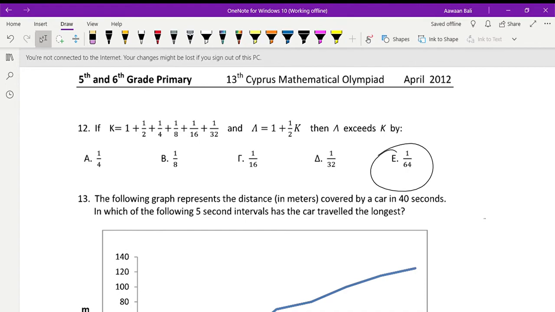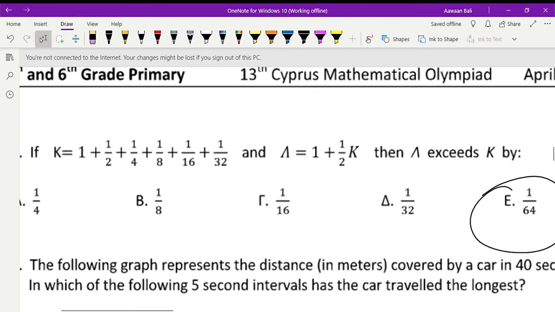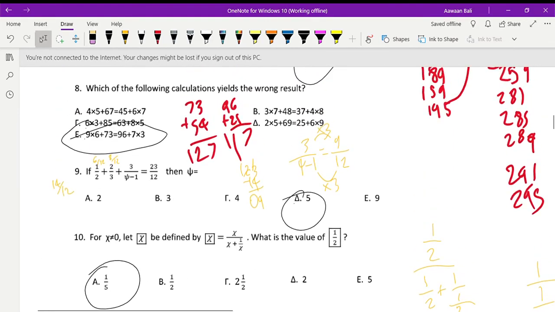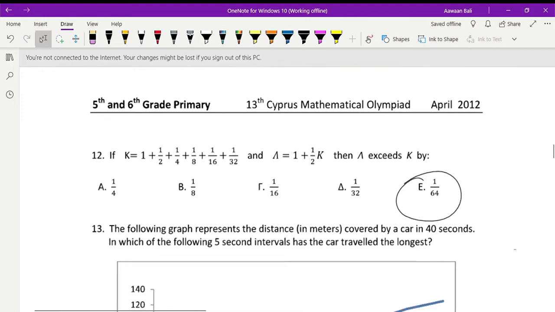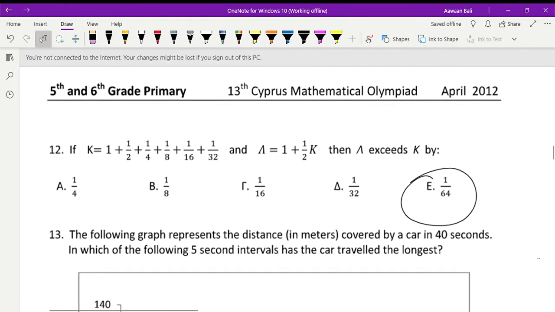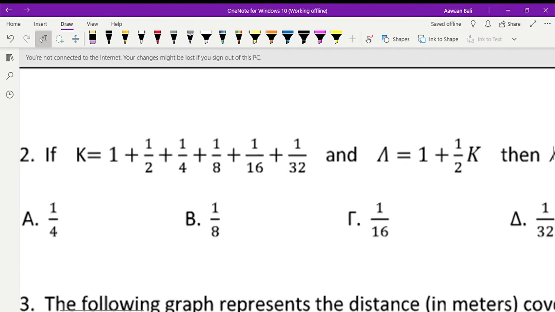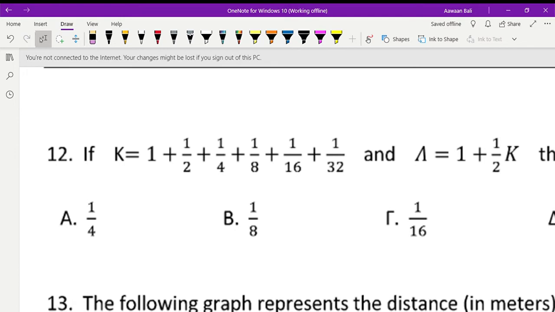Question number 12. If K is equal to 1 plus a half plus 1/4 plus 1/8. Wait, is it actually question number 12? Oh god. Okay. So plus 1/16 plus 1/32, and L is equal to 1 plus a half of K, then L exceeds K by how much? Okay, so first we have to find the answer to K, obviously, by finding the LCM for 32.